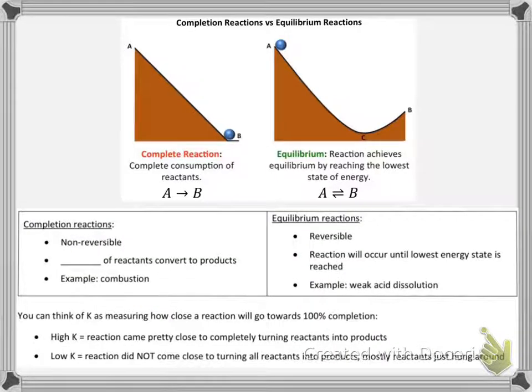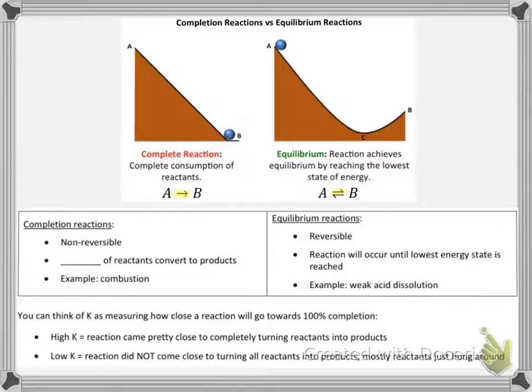Now, technically speaking, some reactions aren't equilibrium reactions at all. Some reactions actually go to completion. Well, if you recall, completion reactions, where it's just basically reactants go to products and they don't go back, we show with a one-way arrow. The equilibrium reactions, where they can go in both ways, we show with a double-sided arrow.